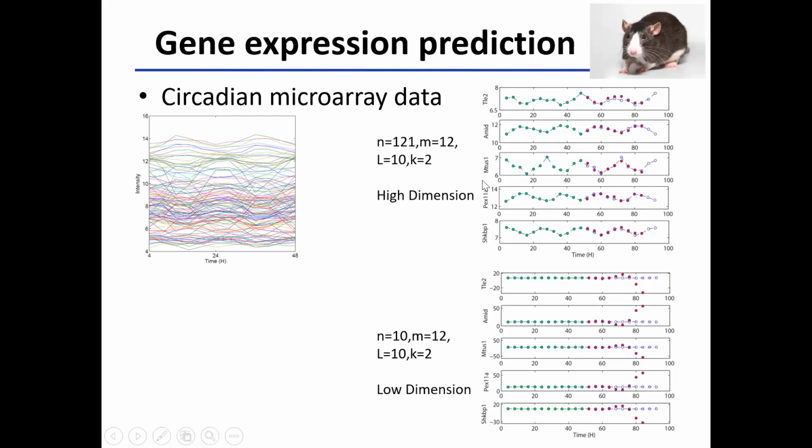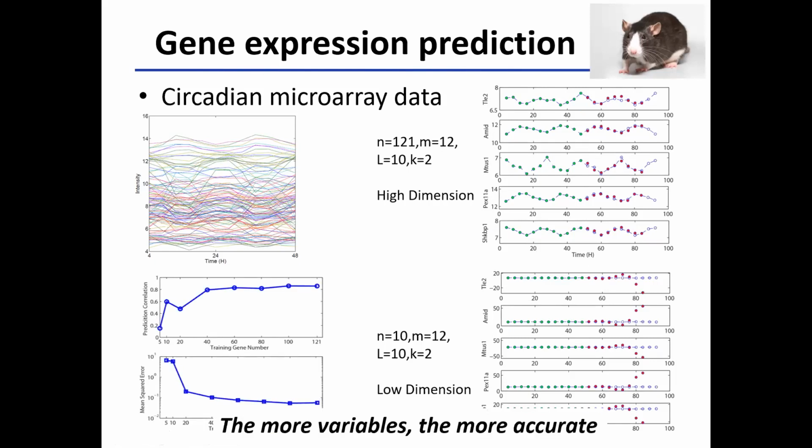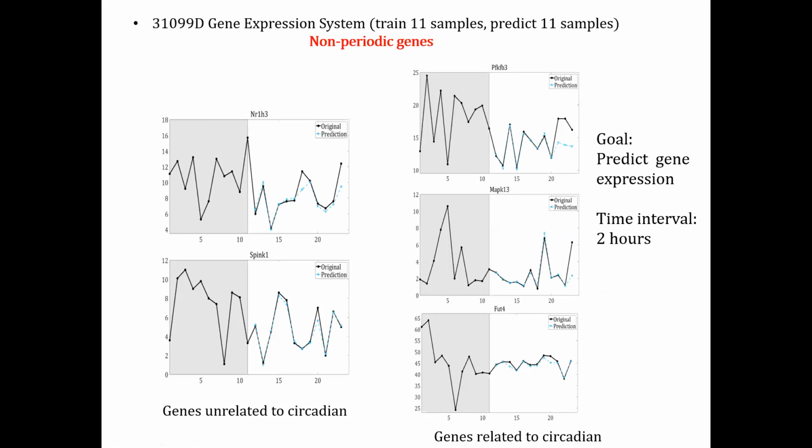This is the different genes. Yeah, this is the prediction. They use half the data for training. So this is what we call the multi-step prediction. It's a multi-step ahead prediction.